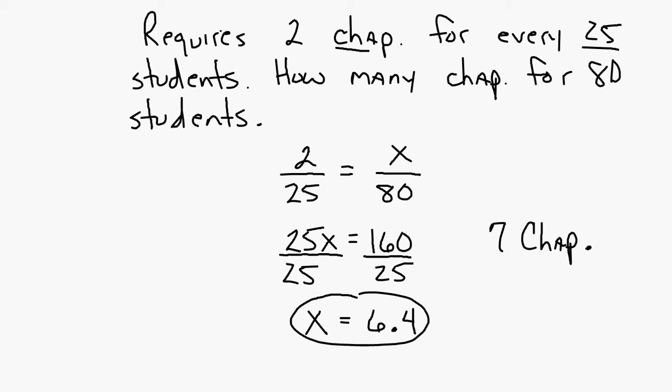Yes? I thought we always round down. No. Think about it. For the chaperones, yeah, I get it. If you have to have 6.4 of them, you might as well, you have to have 7 full people because you can't have 0.4 of a chaperone. All right?